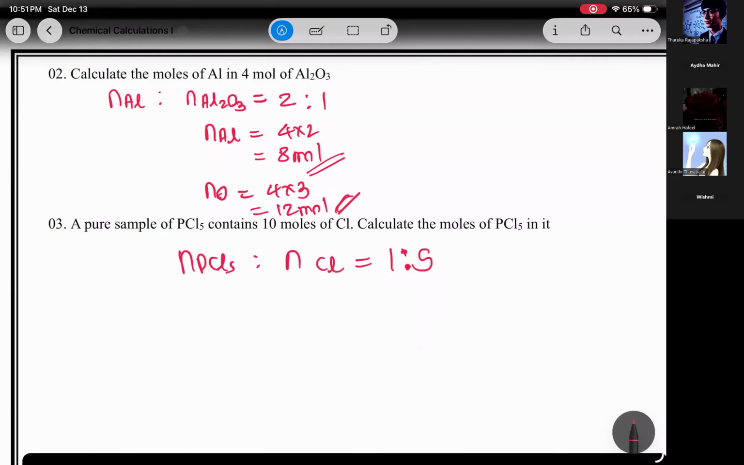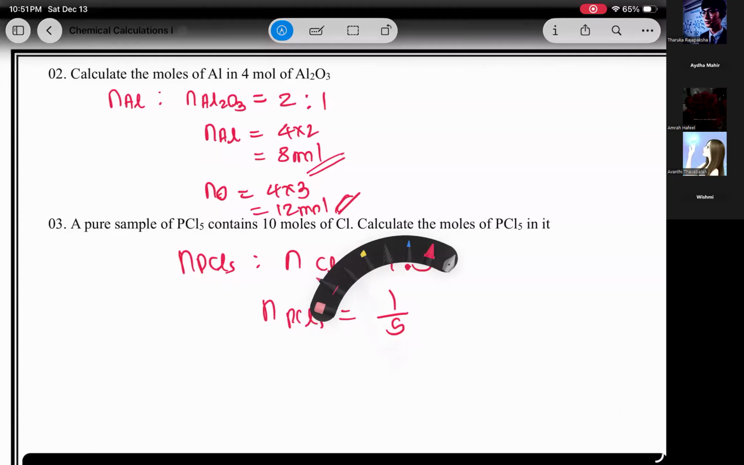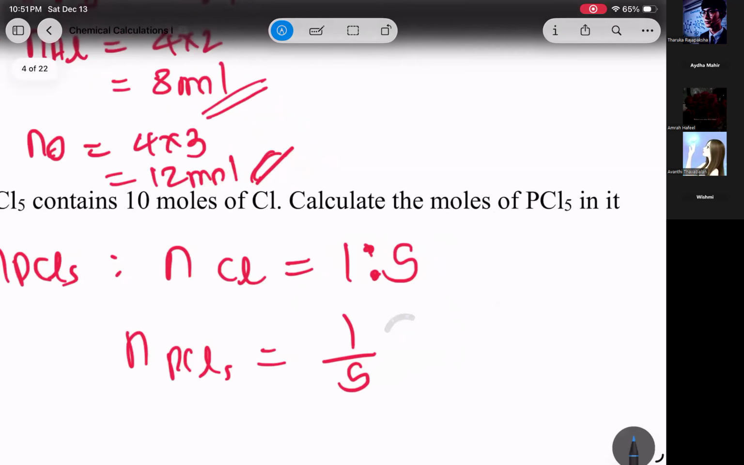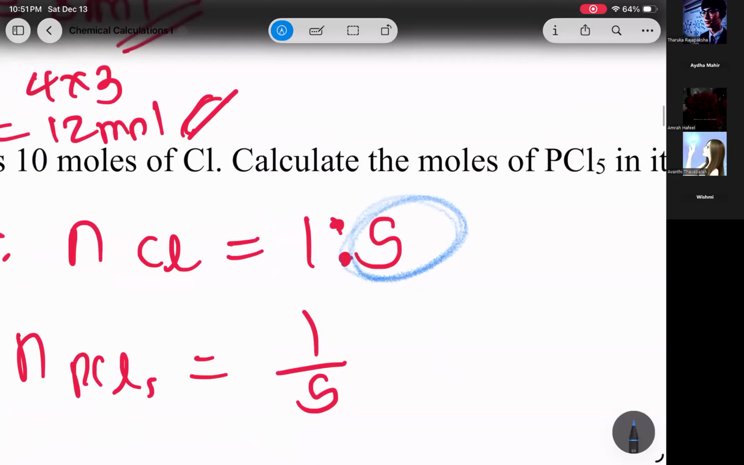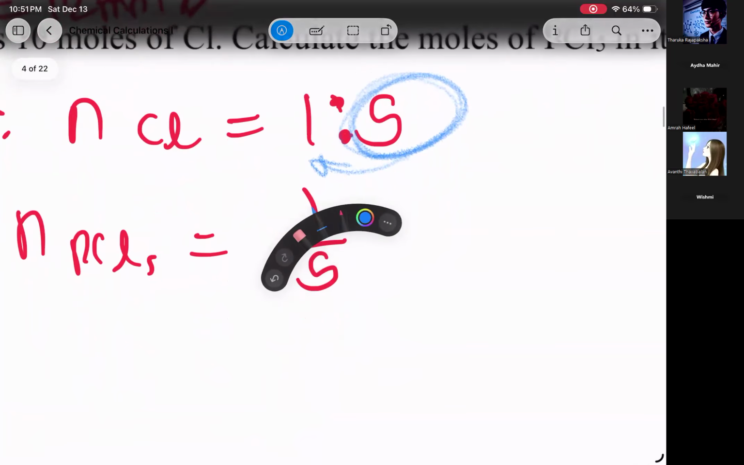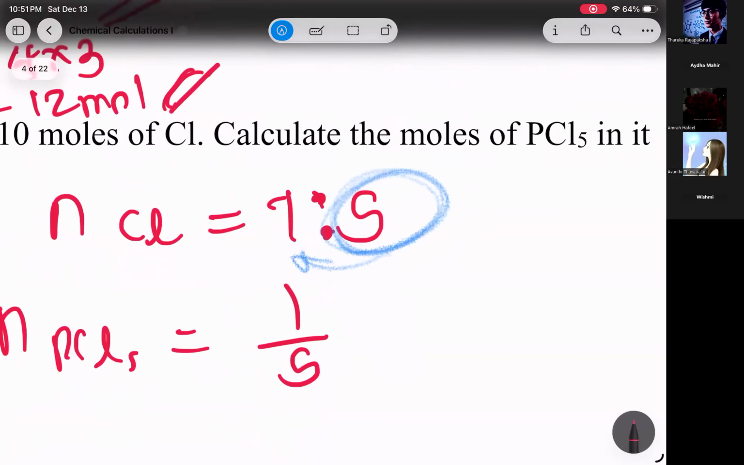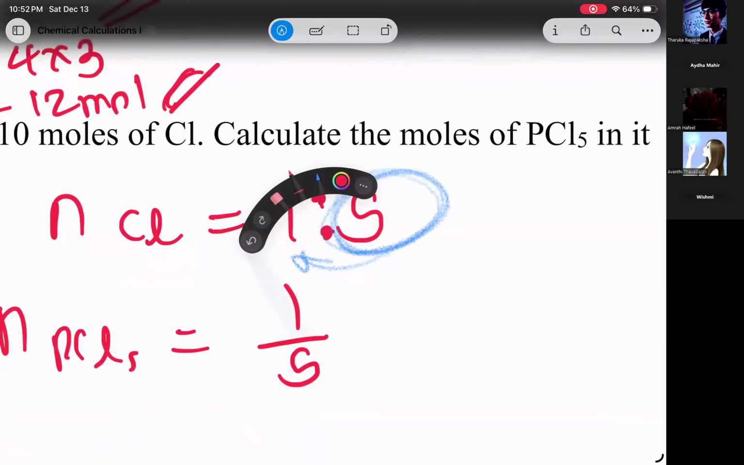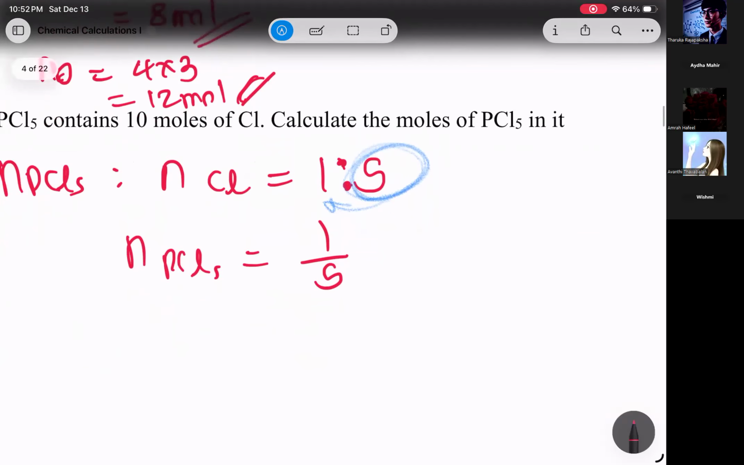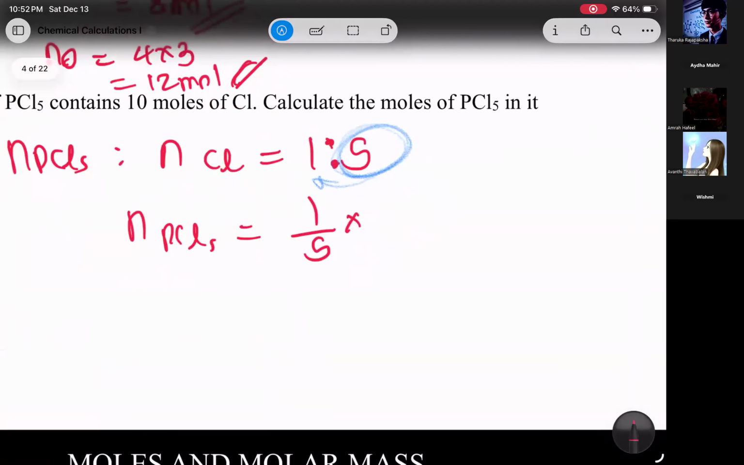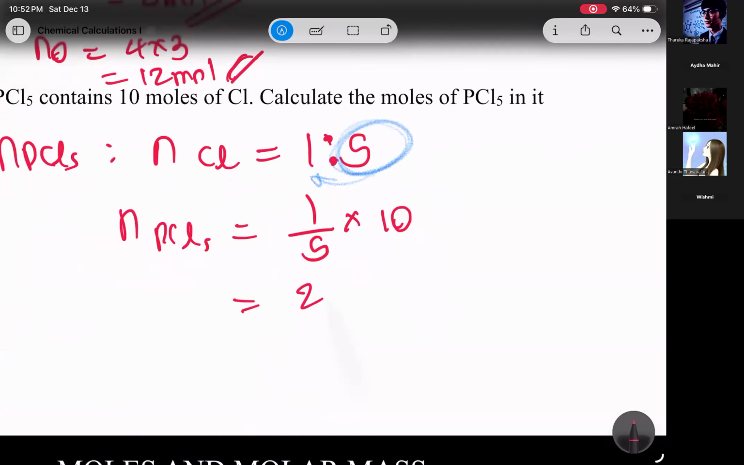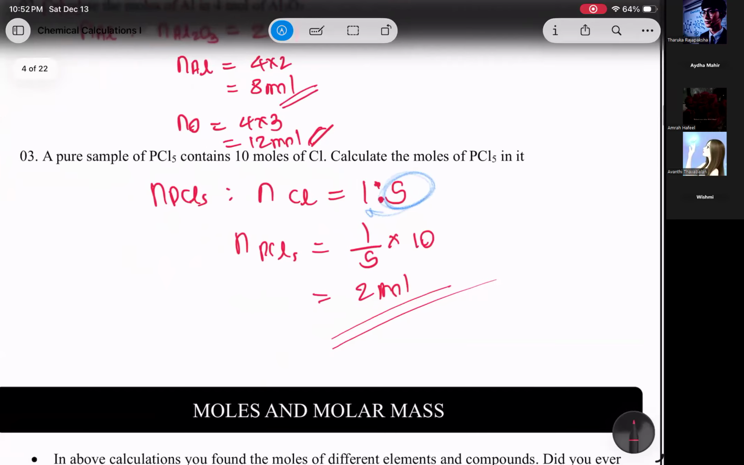You know the ratio now. Number of moles of PCl5 will be 1/5. What you do is, you take this number and put it at the bottom. Even if this is like 2:3 or whatever, just take this number and put it here. You know what to do. When you do examples, you'll understand. 1/5 into 10. That's going to be 2 moles. Easy, yeah? Easy.